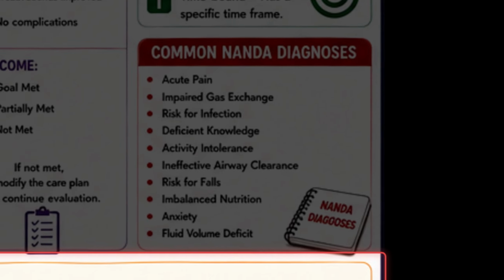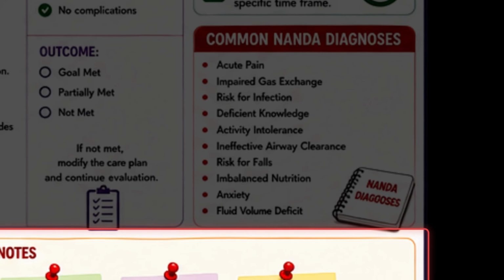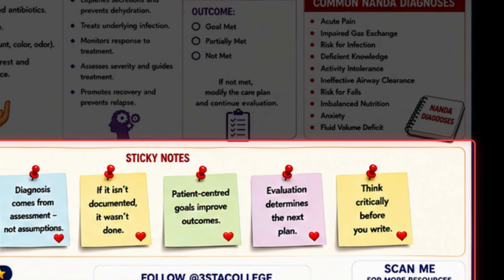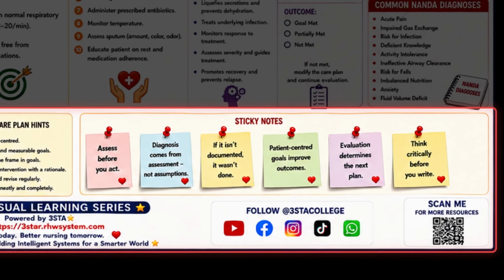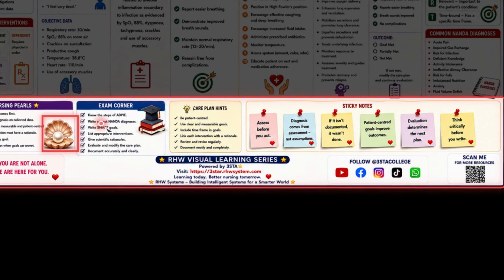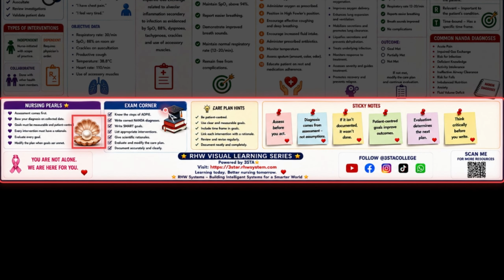To conclude this masterclass, let us summarize the core gold standard principles for clinical practice and board examinations. Examine our lower mastery panel. Under Nursing Pearls, remember these fundamental rules. Assessment always comes first, never jump to conclusions without physical data. Base every diagnosis strictly on validated assessment findings. Ensure all goals are measurable and patient-centered. Never write an intervention without knowing its underlying scientific rationale. Systematically evaluate every target, and immediately modify the plan when goals are unmet.